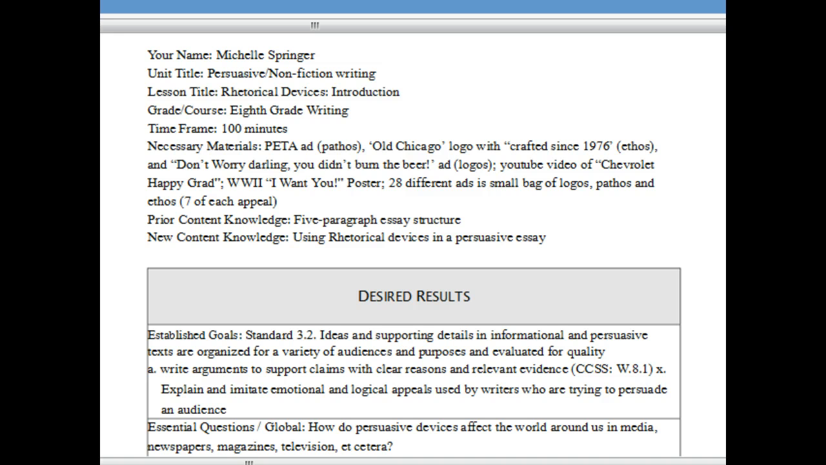So first of all, I like the fact that you used the right format for the lesson plan and filled in the information completely at the top here. So 8th grade rhetorical devices, obviously using a lot of examples. Prior content knowledge, 5-paragraph essay structure, probably realistic on your part, but then using the rhetorical devices, excellent goal.